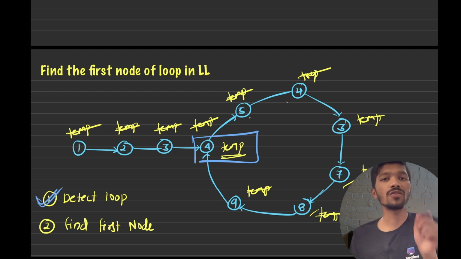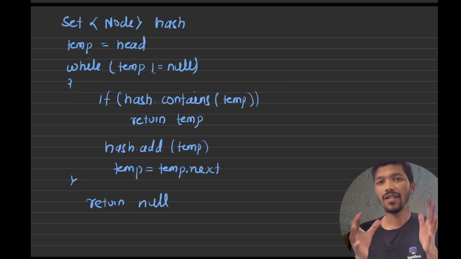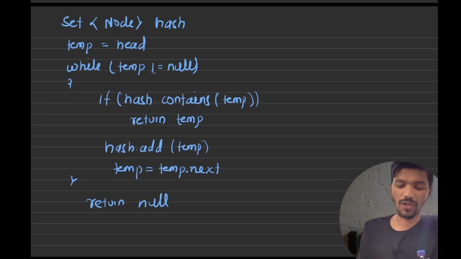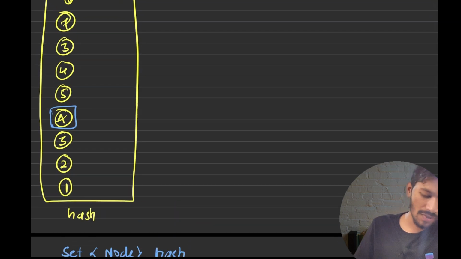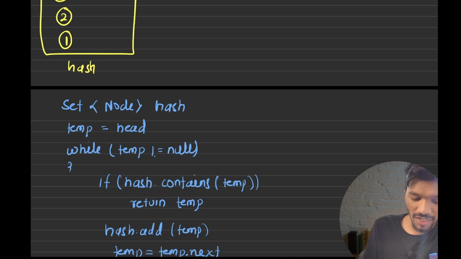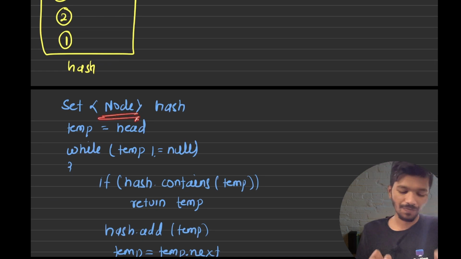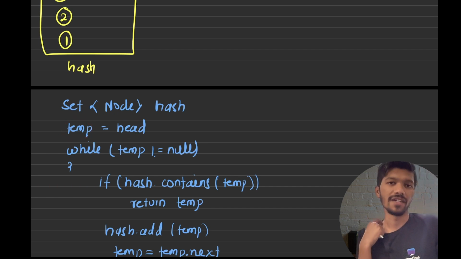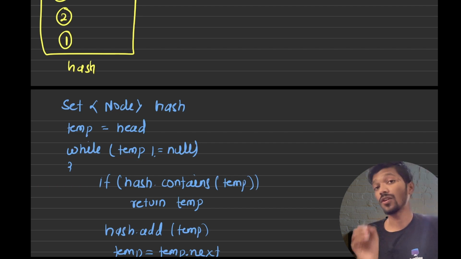So let's check the pseudocode for this, how we can find the first node of my linked list if it contains a loop. So what I did is I simply kept a set which we call a hash. So same hash we kept, and observe carefully, I am storing the node. I am not storing the integer values, I am storing the whole node. Then I kept a temporary pointer, which is initially pointing to the head.